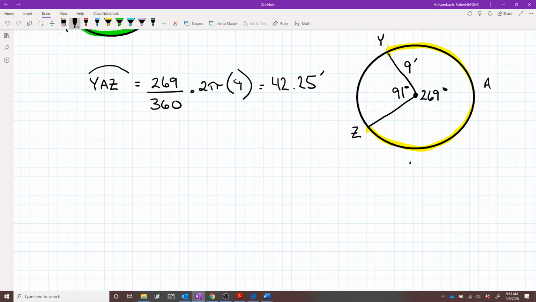No? I pushed the wrong button? 269 divided by 360, push equals. And then push times 2 times the pi button times 9. Yeah, because 9 was your radius. Good?